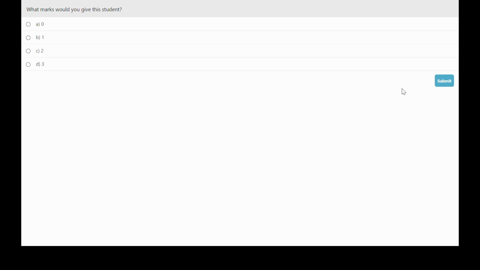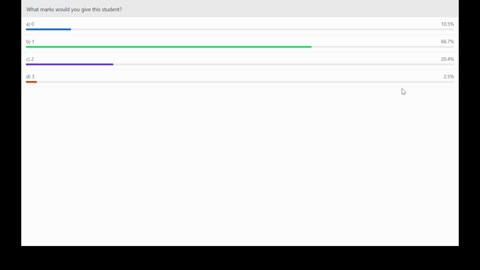So we have the overall majority going for 1. The next would be giving them 2, and a minimal amount would be giving 3 and 0. So well done, the majority, because that's the answer that I would give this student. So I would give this student 1 mark. I've marked this on the platform so you can see how this works.